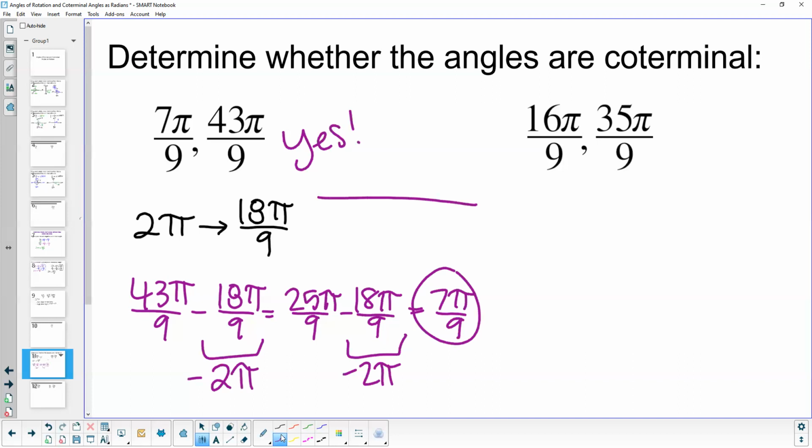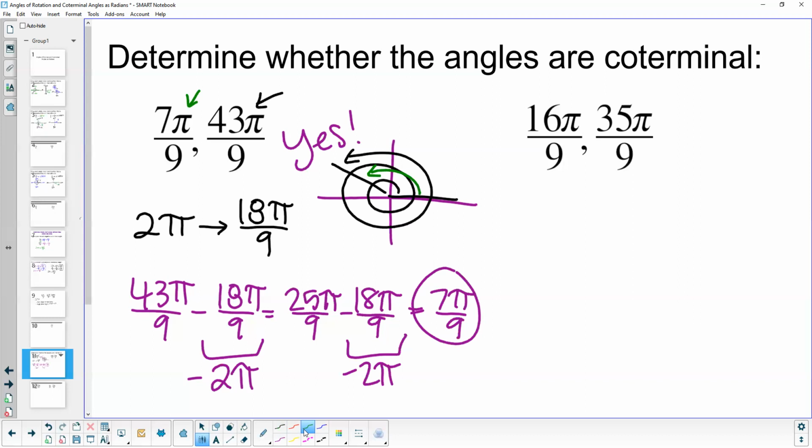If we were to sketch a picture of them, 7 divided by 9 puts us right in between a half and a whole pi. So if we were supposed to sketch a picture of this, we would actually end up being over here, but with 2 full rotations. So this one would end up looking like this, versus the green one, which is just our 7 pi over 9, which would look like this. Okay, so 2 different angles, but they end up in the same place.